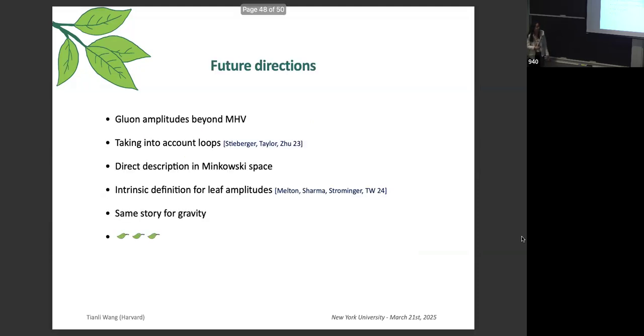So let me conclude with some future directions. We give a nice and simple CFT dual for leaf amplitudes and thus for flat space amplitudes, but our analysis is pretty much constrained to tree level MHV gluon amplitudes, and we want to do much more. So, for example, can we go beyond the MHV sector, which some of you already asked about? Can we give analogous MHV rules for leaf amplitudes? And also, can we take into account loops?